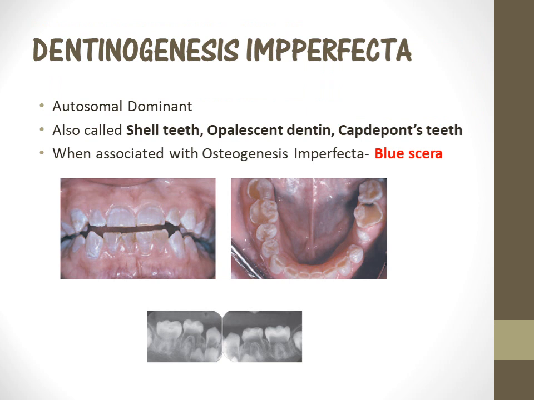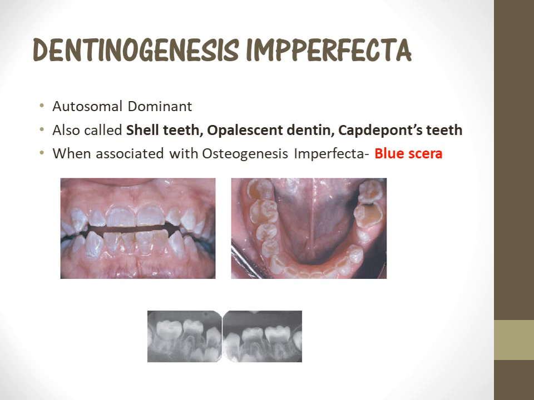Like I mentioned, only amelogenesis imperfecta is X-linked or autosomal recessive or autosomal dominant, but dentinogenesis imperfecta is only autosomal dominant. Okay, so this is also called shell teeth or opalescent dentin or cap de Pons teeth. Amelogenesis imperfecta is called snow-capped teeth. Okay, so dentinogenesis imperfecta is called shell teeth, opalescent dentin, and cap de Pons teeth.